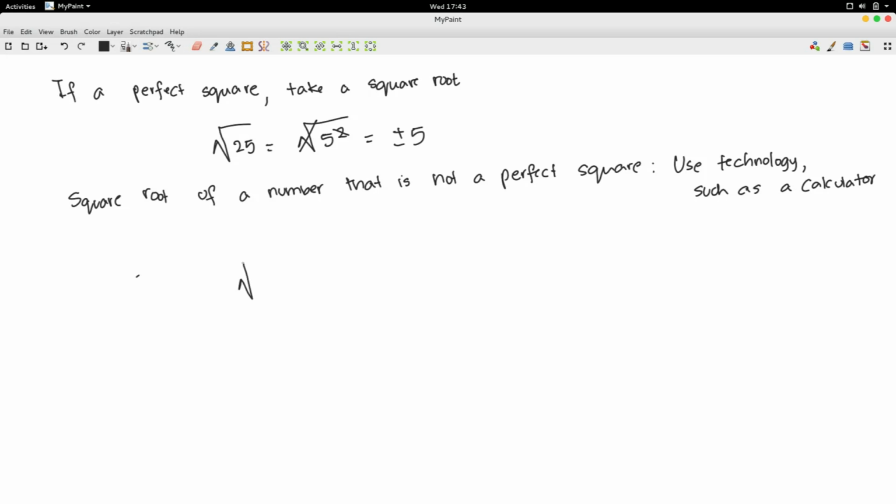Suppose I want to find the square root of 59. I should search for the nearest perfect square. The nearest perfect square is 49 on the left hand side, and on the right hand side it is 64. So square root of 59 will lie between square root of 49 and square root of 64. This is plus or minus 7. That is plus or minus 8. So square root of 59 must be between 7 and 8.